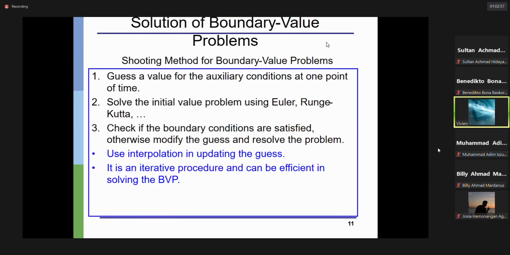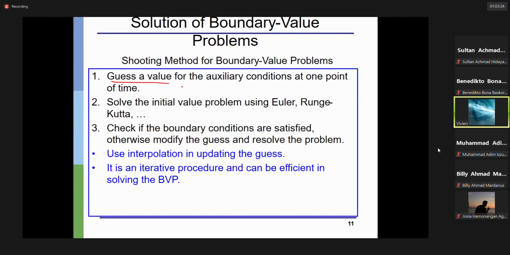Okay, so what we do is that when we have, for example, a second order ODE, it means that we need two conditions. But when we use the shooting method, we only use one of the conditions, which is the initial value. Now we need another initial value. So we guess a value for the auxiliary condition, a guess for the second initial condition.